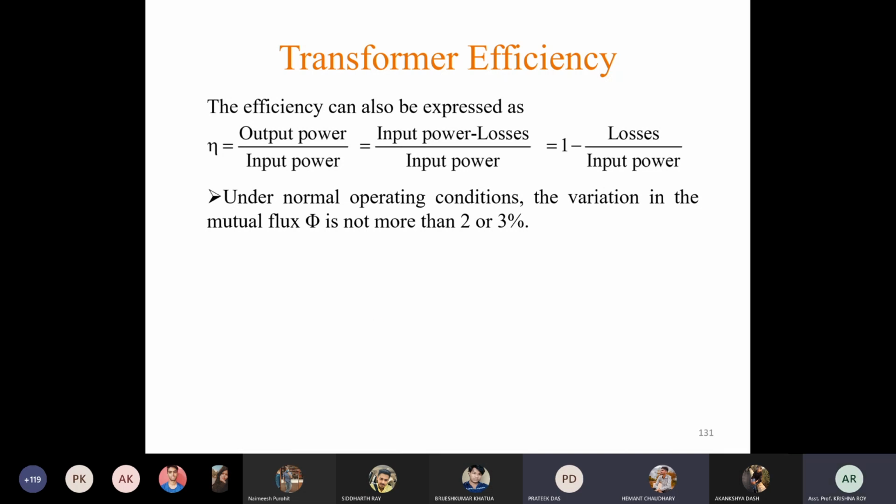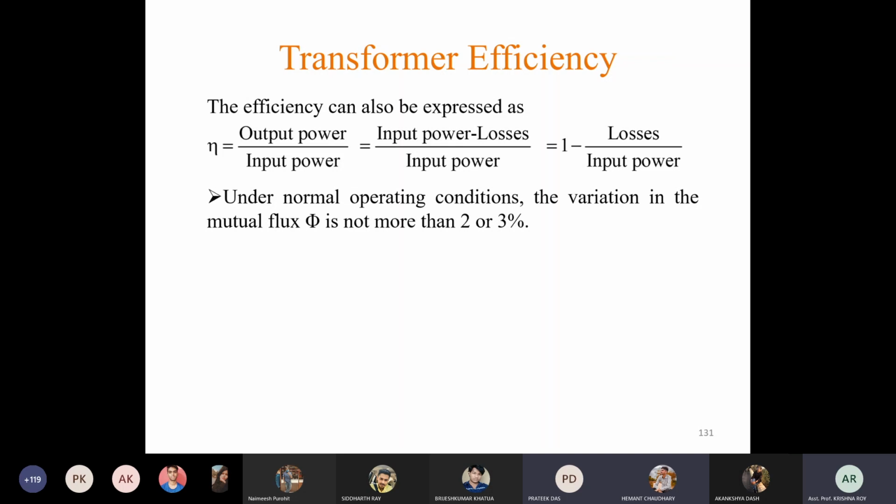Under normal operating conditions, the variation in the mutual flux phi is not more than 2 to 3%. What is the meaning of this? As I have mentioned, the mutual flux cannot vary. If the load current changes, there will be a reflection of the same on the primary side. The primary current will change due to the change in the secondary load current. The exciting component of the primary current remains the same. Since the exciting current remains the same, there is no variation of flux phi.